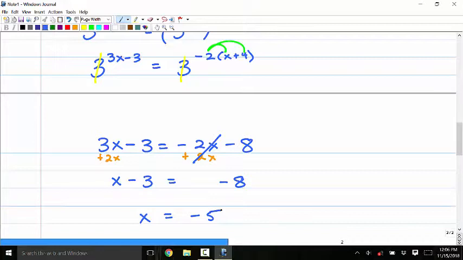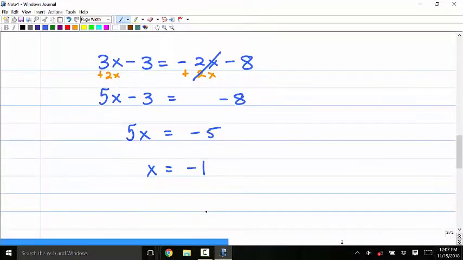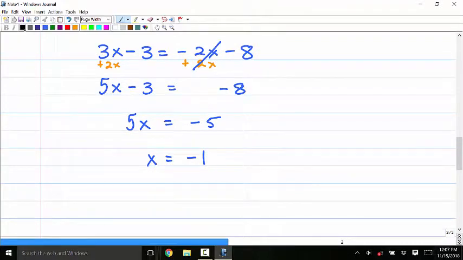Wait, isn't 3x plus 2x 5x? Oh, yeah, it is 5x. Yep. Divide by 5 and x equals negative 1. Just kidding. And that's on recording, and I'm not editing. Good catch. You're just testing us. I was just making sure y'all were paying attention. I'm appreciative of that.